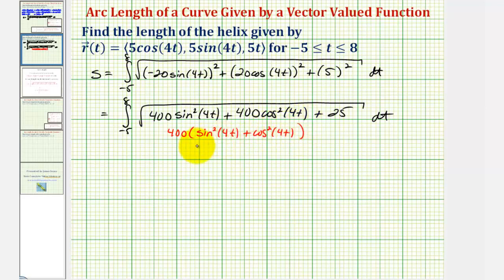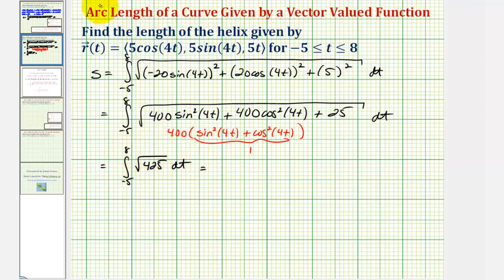And we should recognize the Pythagorean identity. Cosine squared 4t plus sine squared 4t is equal to 1. So this simplifies to 400 times 1, or 400. So notice how we'd have the square root of the quantity 400 plus 25. So we'd have the square root of 425. So this simplifies nicely to the integral of the square root of 425 integrated with respect to t from -5 to 8.